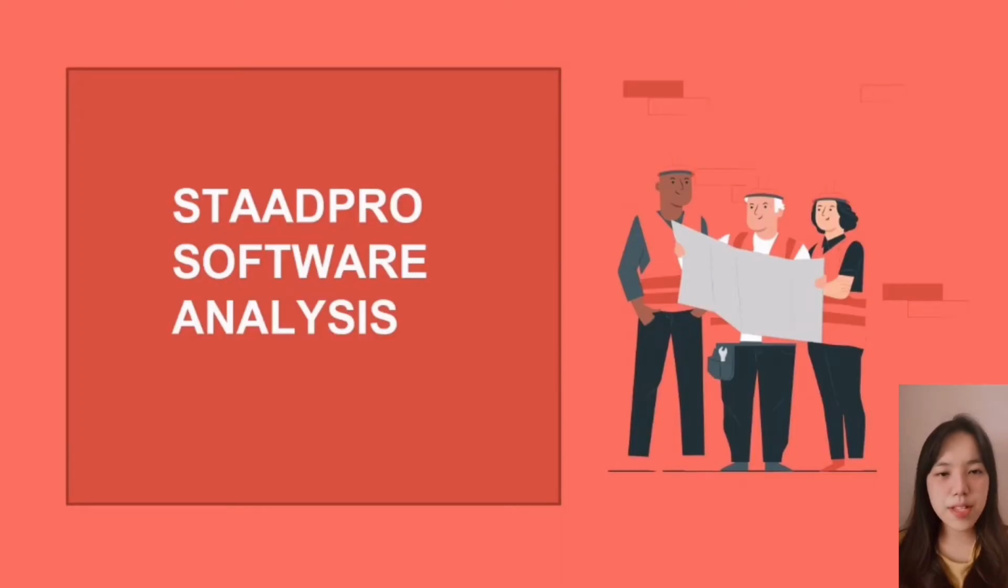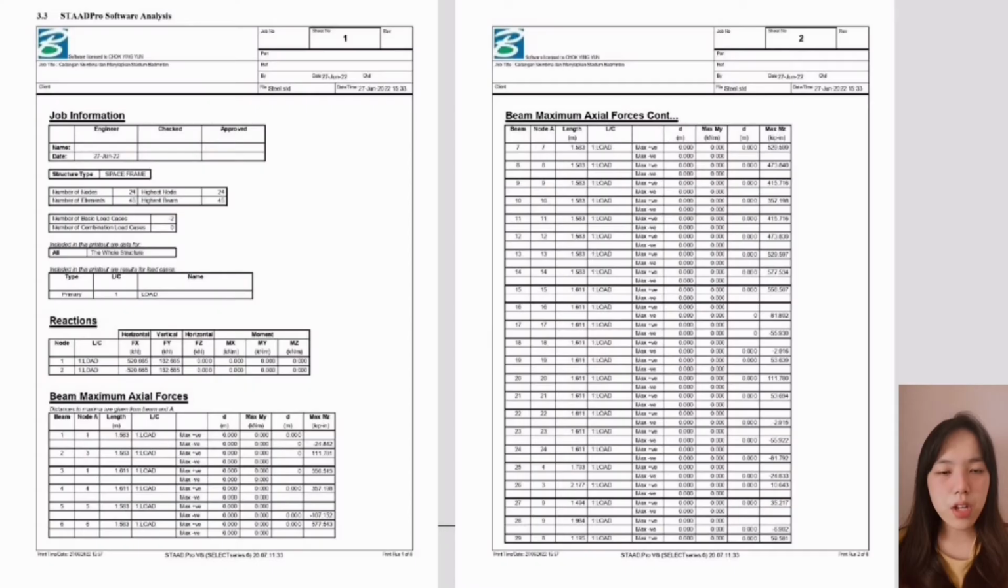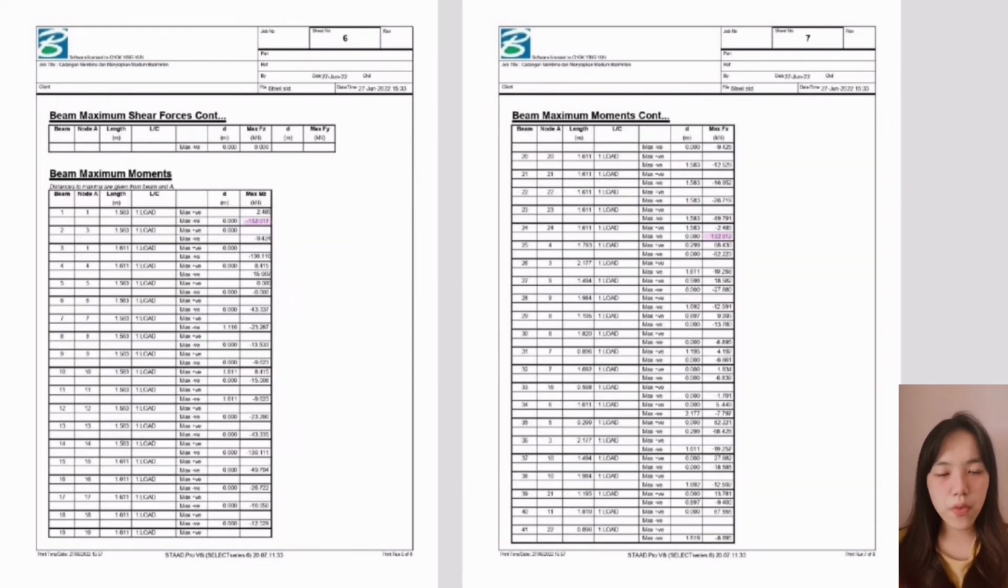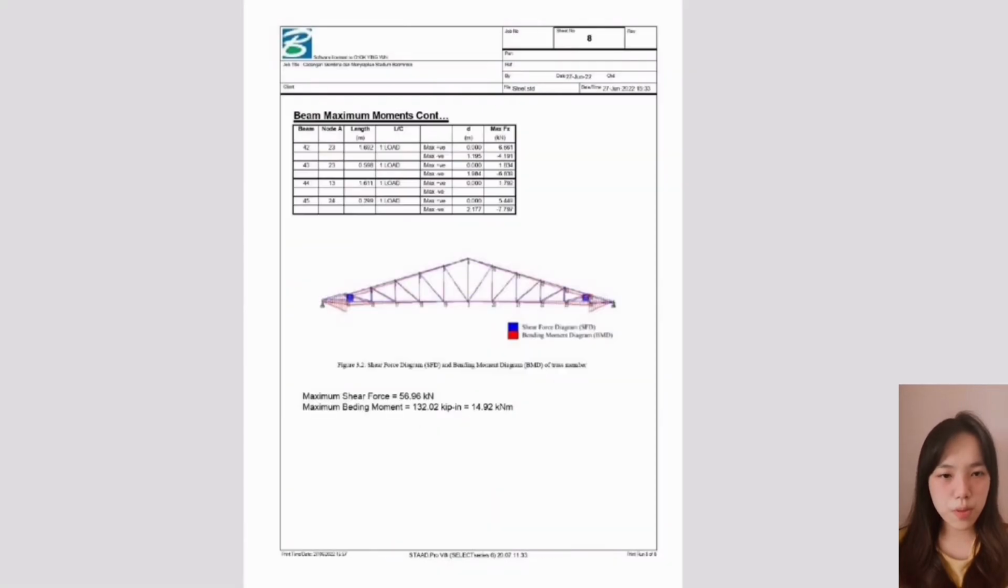So far, I introduced myself. My name is Cho In Yun, and I would like to continue with the step 4 analysis. So we have analyzed the beam maximum moment, beam axial force, and shear force. From the results we can conclude that the maximum shear force is 56.96 kN, and the maximum bending moment is 132.02 kip-inch, which equals 14.92 kN/meter. That's all for me.